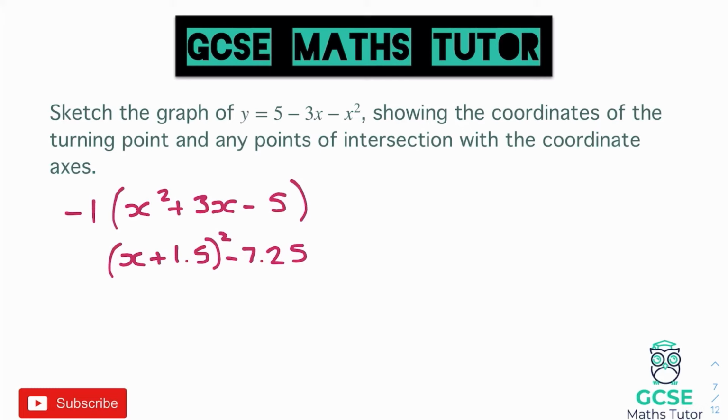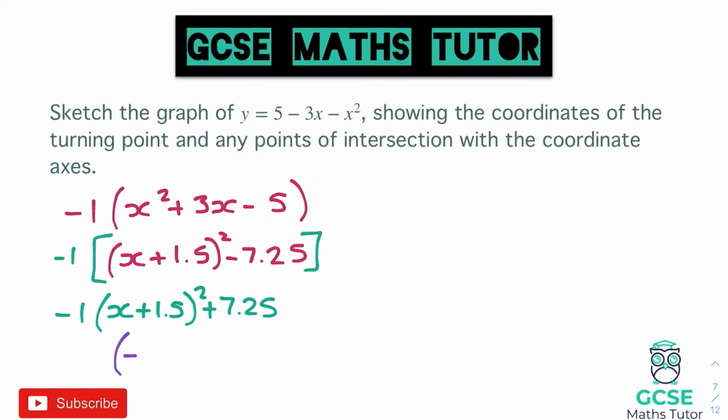Now we need to multiply that minus 1 back in, just like we have done before. So put that minus 1 back on the outside, and we get minus 1 lots of the (x + 1.5) squared minus 7.25, and obviously when we times that minus 1 in, it becomes plus 7.25. So there we go, we've got the coordinates of the turning point, not too bad there hopefully. Minus 1.5, the opposite in the bracket, and then 7.25 for our y coordinate.